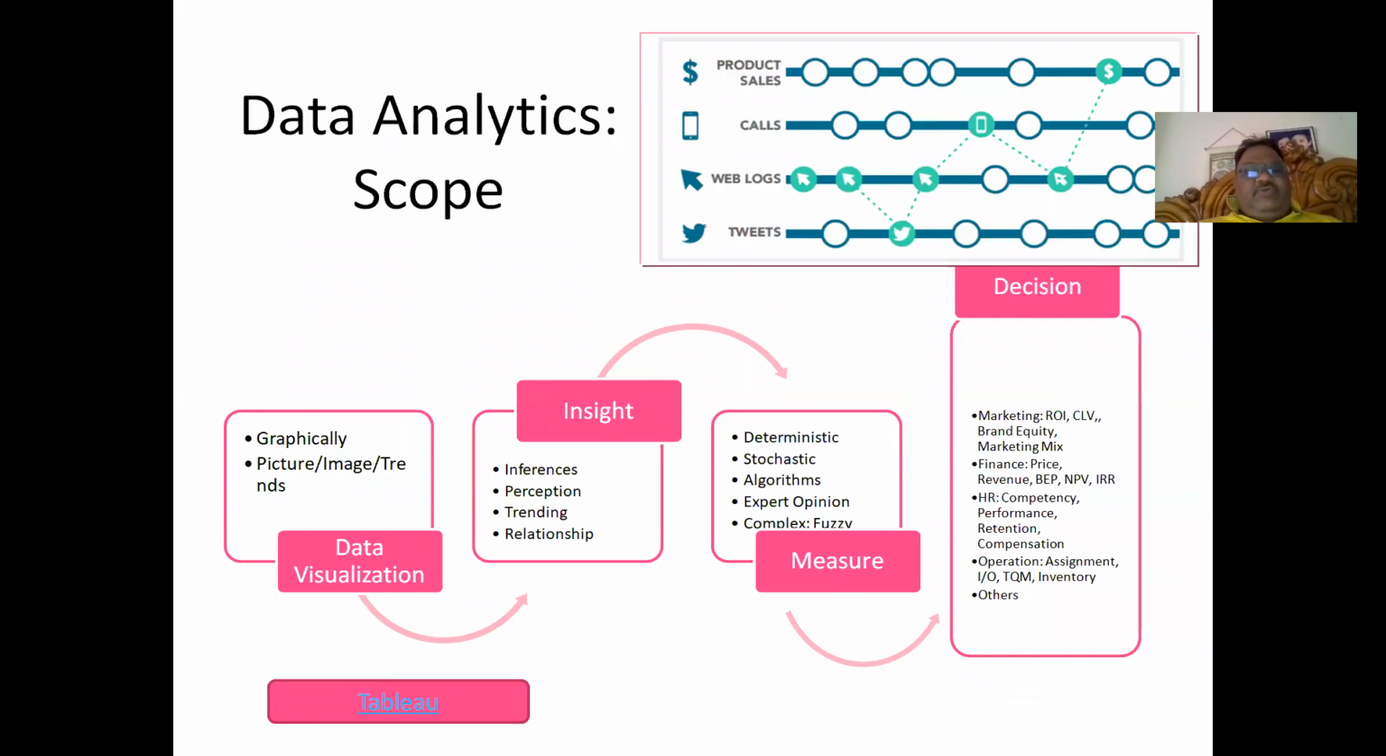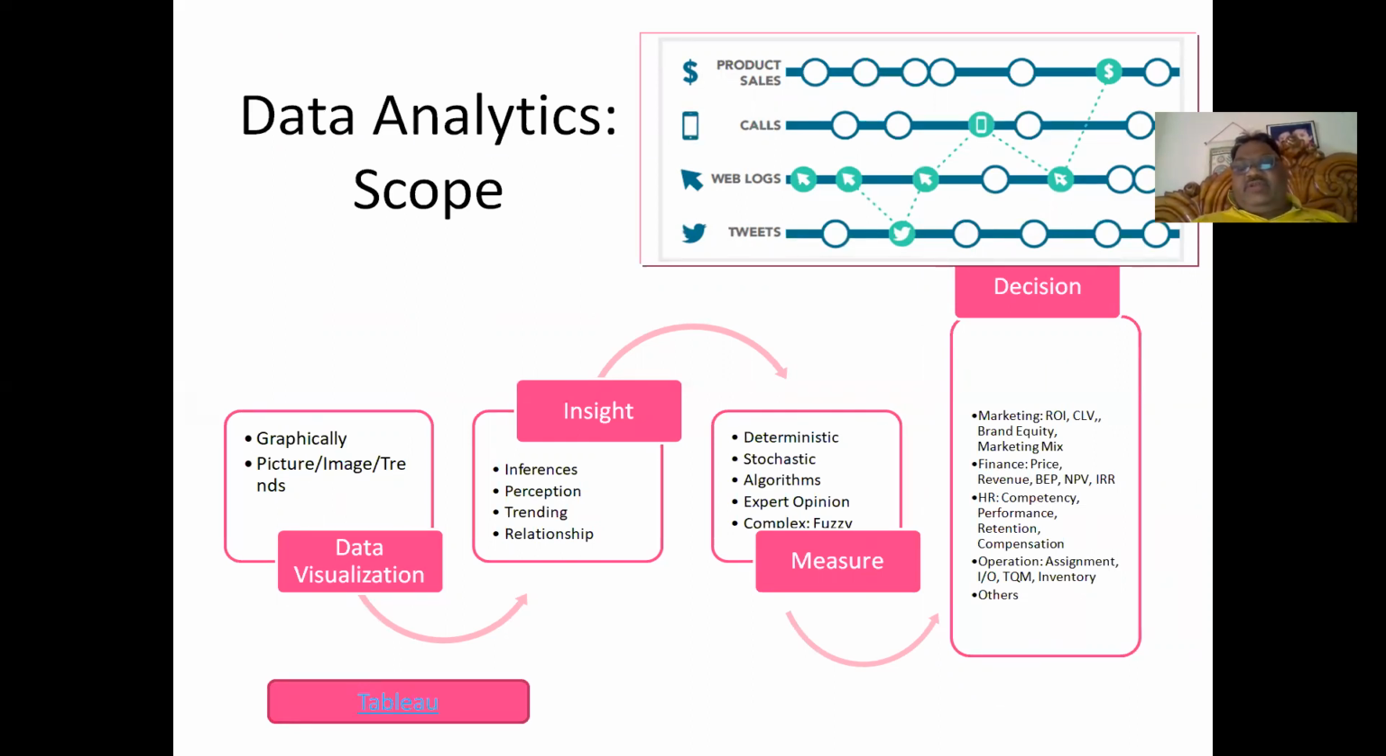So start with visualization, that is from graphs, pictures, images, trends, then go for insight. It means we'll find out inferences, perception, trending, and relationship. Then you have to measure through either a deterministic model, stochastic model, or an algorithm, or expert opinion method, or if it is complex, then you go for fuzzy analysis.